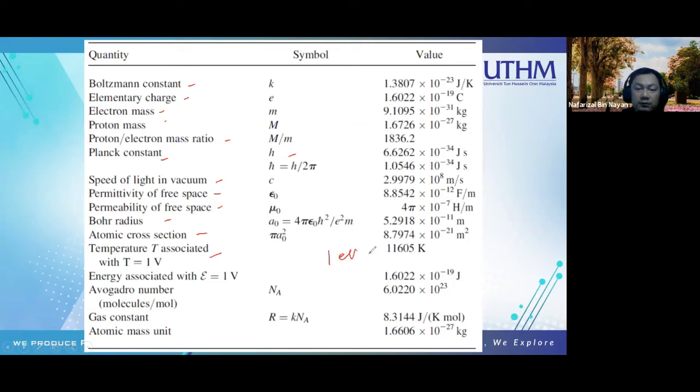1 electron volt equals 11,605 Kelvin. And you have Avogadro number. Okay, you have the gas constant for the unit. So these are the values. I think that you guys are very familiar with it.